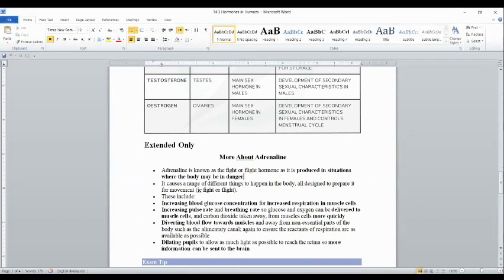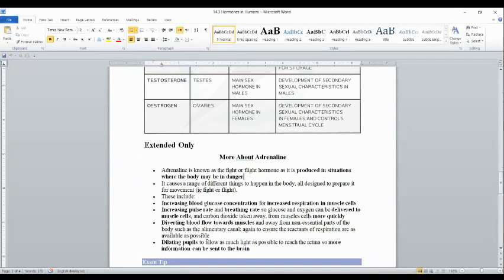Diverting blood flow towards muscles. So you see that your skin becomes red because more blood is rushing towards the muscle to give more nutrients and more oxygen to the cells of the muscle, because you have to fight or you have to run away. So these are very important. The muscles need more oxygen and more food for respiration to do more activity.